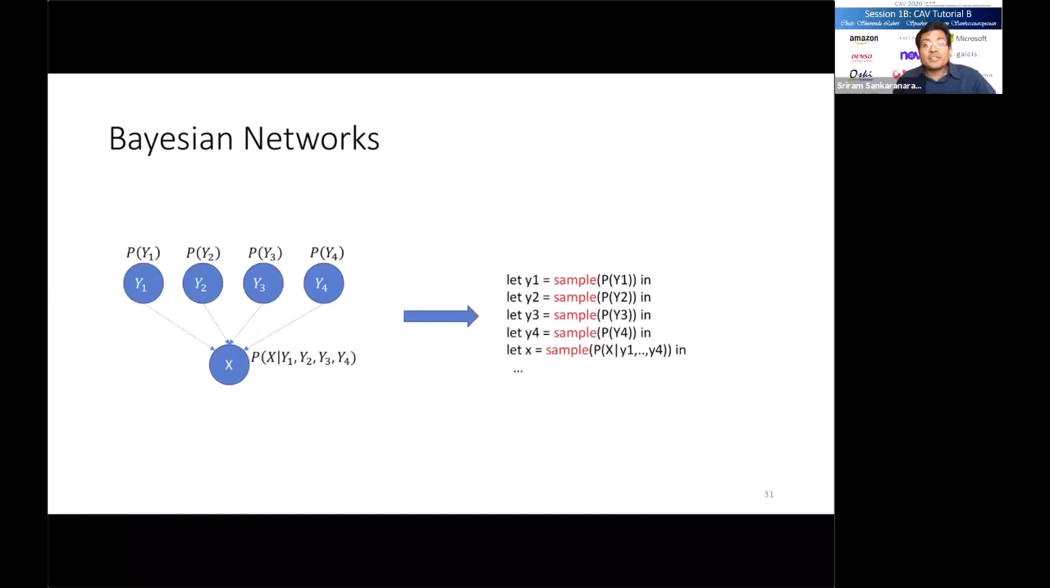Many of you should have seen a Bayesian network in your AI class if you took one of the traditional ones. You introduce a Bayesian network, which is a probabilistic graphical model. Here it tells you that y1, y2, y3, y4 are random variables, and the probability of X is conditioned on y1, y2, y3, y4. It's not surprising that such Bayesian networks can be written out as probabilistic programs.